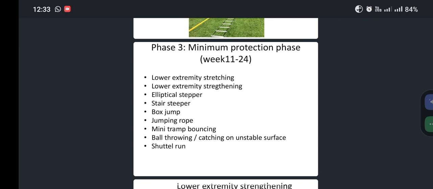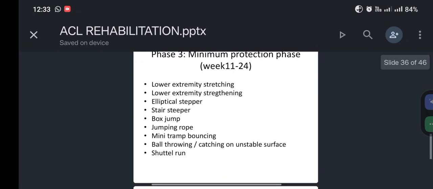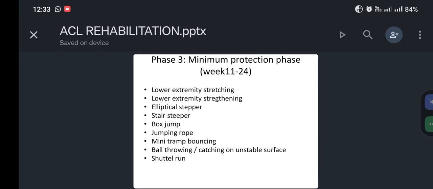Ball throwing and catching on an unstable surface. Earlier it was ball throwing and catching on a stable surface. So here we have progressed to ball throwing and catching on an unstable surface to improve proprioception and balance. Then shuttle run can be conducted for sport specific persons to improve their agility.